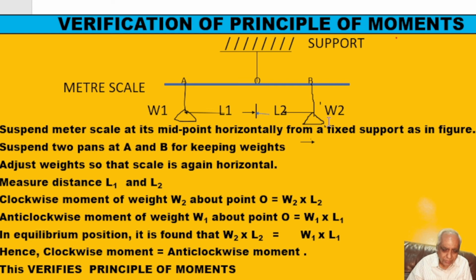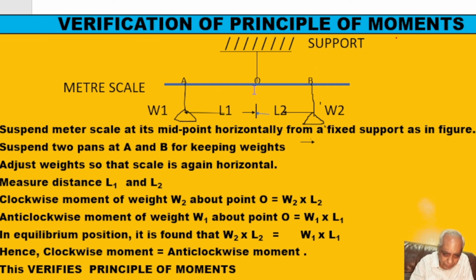Now I put weight W1 on the left hand side, and on the right hand side I put weight, suppose we call it W2. And adjust the weights in such a manner that the meter scale is in horizontal position, means again we are attaining equilibrium position. So once that position is attained, it means now the net moment should be zero. That is principle of moment.